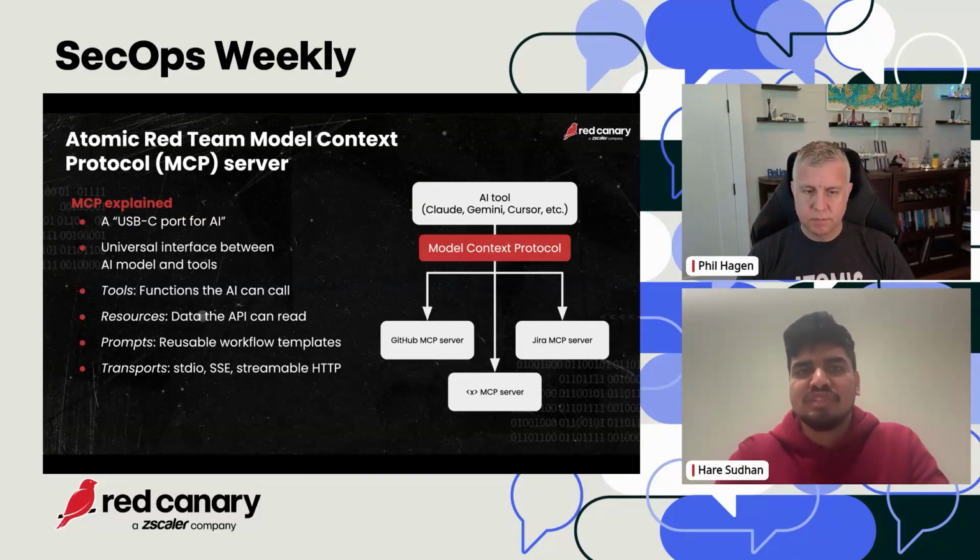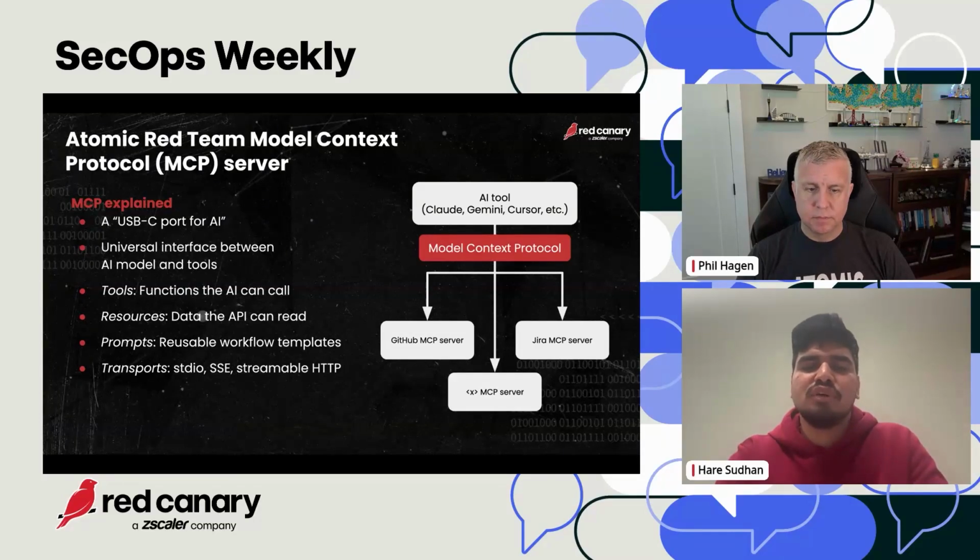And there are prompts, which are reusable workflow templates. For example, if you want to create an atomic, you can use one of the prompts that we have in the MCP to create it. It's going to give you the entire list of things to look for while you are creating an atomic. For example, the atomic needs a name, description, executor, the commands, and prereqs.